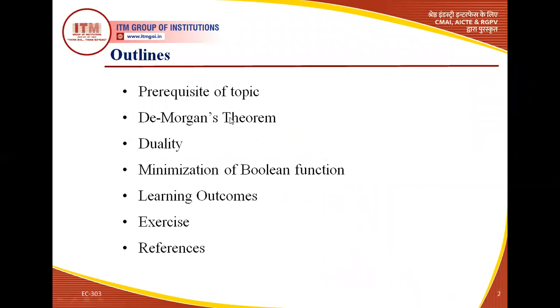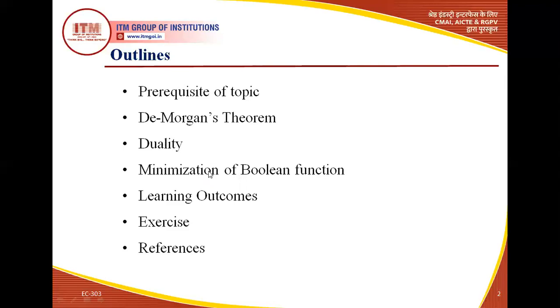That means the prerequisites of the topic. Then we discuss De Morgan's theorem. Then we see the duality property, or duality theorem, of Boolean algebra. Then we see minimization of Boolean functions through different examples, that means how we can minimize a given Boolean function. Then we see the learning outcomes, that means what we learn from today's lecture. There are some exercise problems and references which I used to prepare this video lecture.